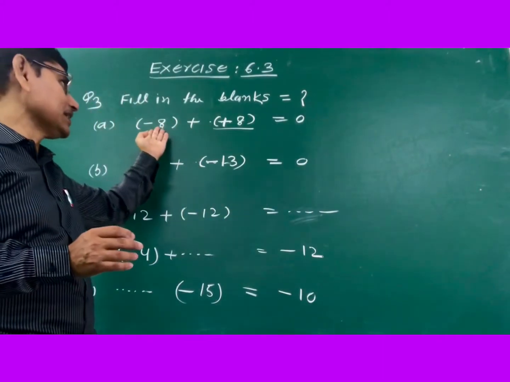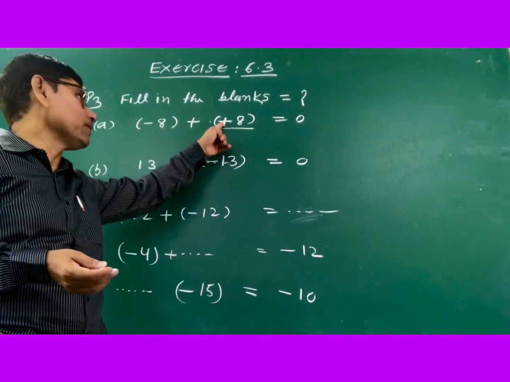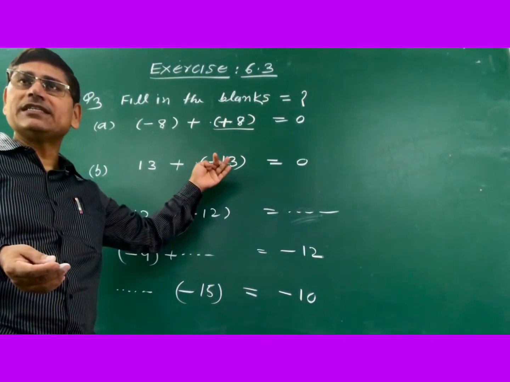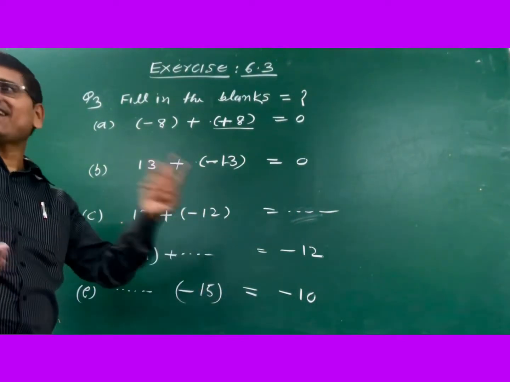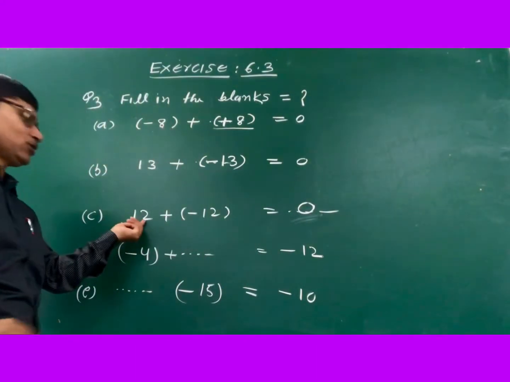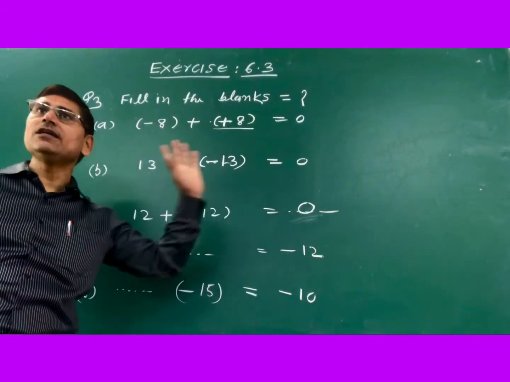So here is -8 + 8. 8 and 8 means same value, but this is positive and this is negative. And here 13, 13, same value, but this one is negative, so the result is 0. Correct. Very nice answer. So यहाँ पे 0 fill करना, because this is positive, this is negative, having the same value. So the result will be 0.